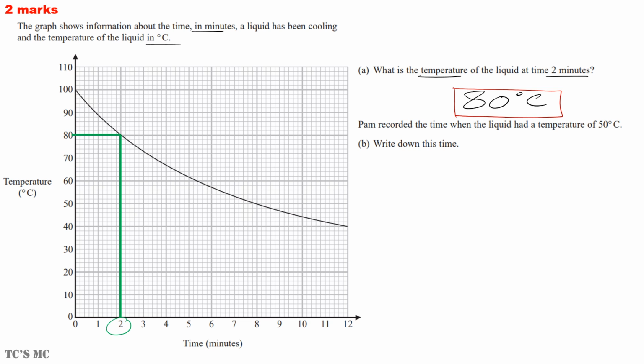The question goes on to say, Pam recorded the time when the liquid had a temperature of 50 degrees Celsius. Part B. Write down this time. Now we are going to go to 50 degrees on the y-axis. We are going to draw a horizontal line until we hit the curve. Then we can draw a vertical line to read the time. The time is 8 minutes. And now we have our second mark.